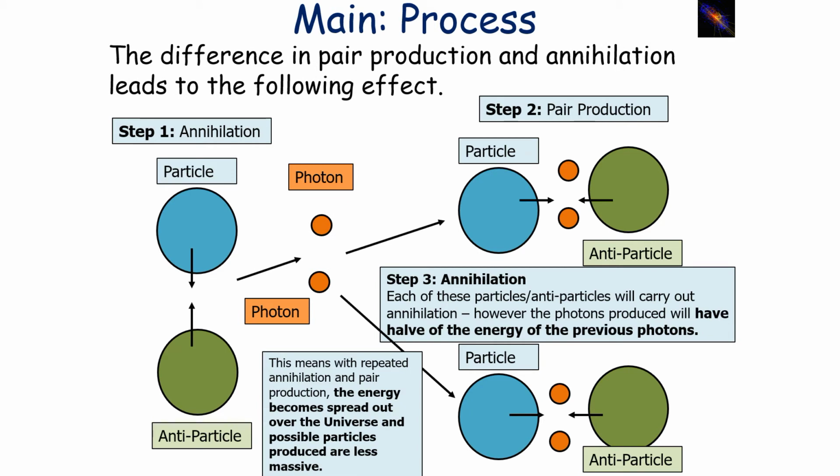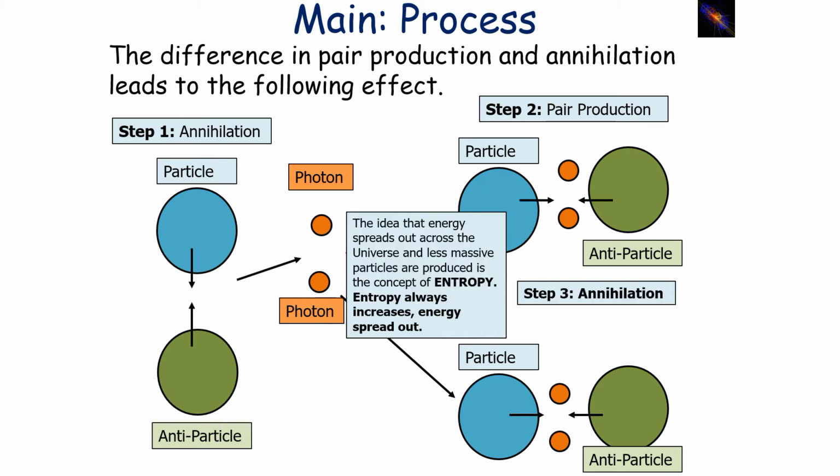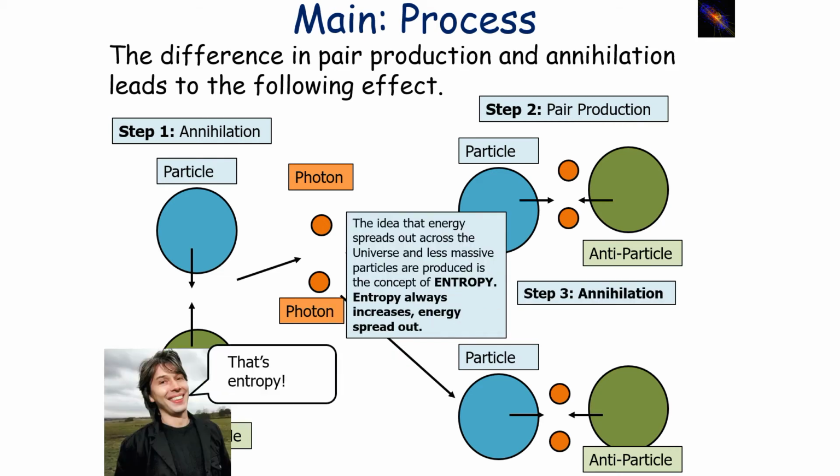So this means that with repeated annihilation and pair production, the energy becomes spread out over the universe and the possible particles produced are less massive. This is the reason why energy gets dissipated throughout the universe, and the most common particles in the universe are the ones with the least mass, which is the concept of entropy.